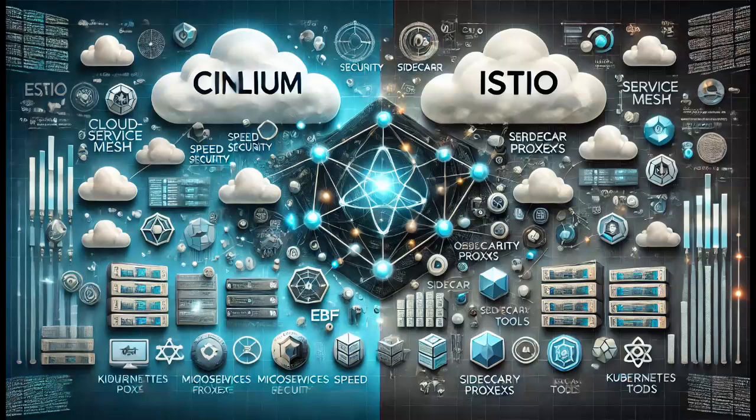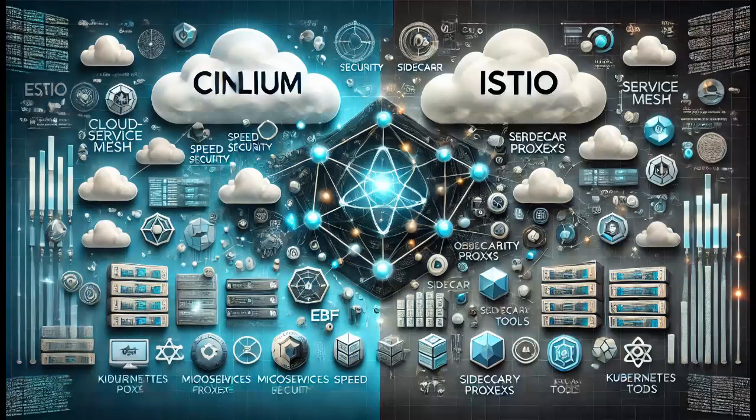And just to clarify, you can use Cilium and Istio together. Absolutely. It's not an either-or situation. They can actually complement each other really well. How so? Well, you could leverage Cilium for its high-performance networking and security at the lower level, while using Istio to manage the more complex interactions between your services at a higher level. So you get the best of both worlds. Exactly. It's all about choosing the right tool for the right job.